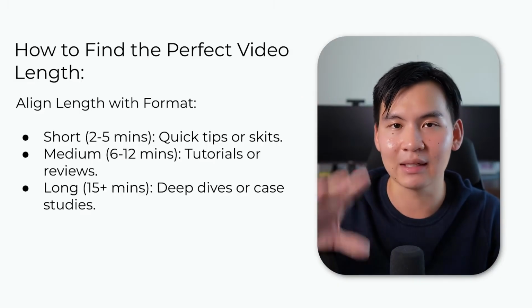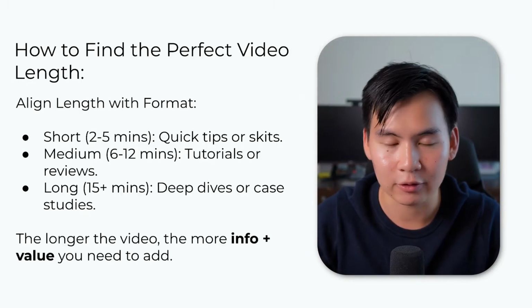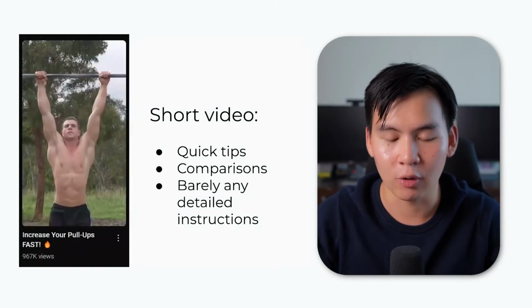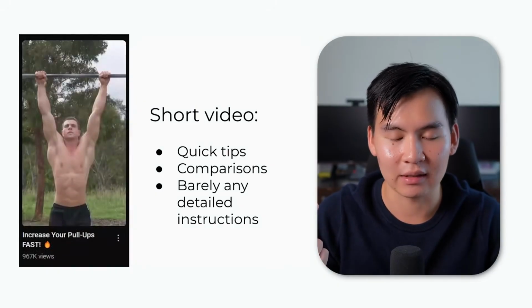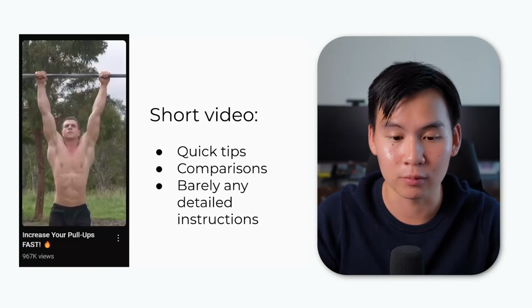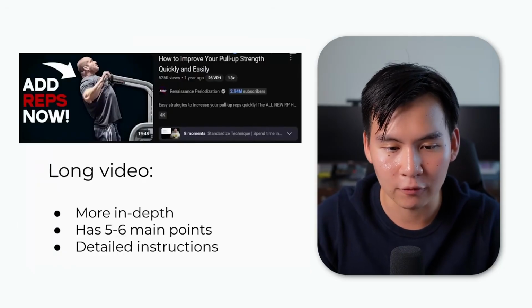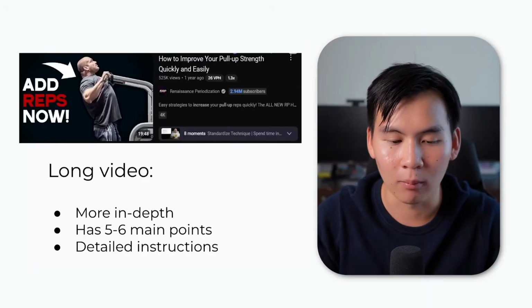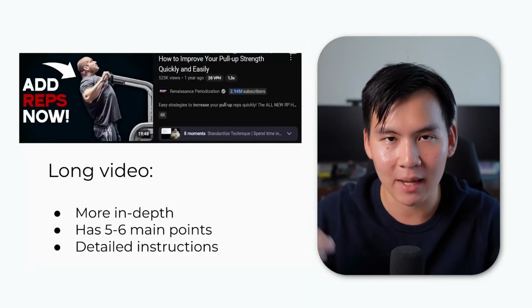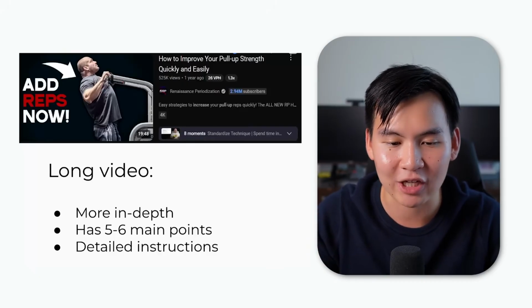This is high level thinking. We want to align the length with the specific format of the video, because the longer the video, the more info and value you need to add. For example, in a short video you'll have quick tips and comparisons, and you won't really have any detailed instructions because you don't have the capacity to go super in depth. Whereas in a long video on the same topic, how to improve your pull-up strength quickly and easily, you go more in depth. You have 5 to 6 main points that you want to talk about, and you have detailed instructions on how to actually implement it.